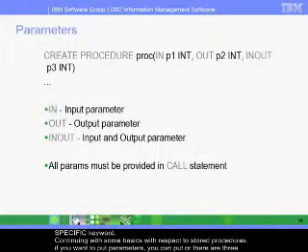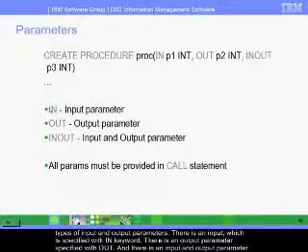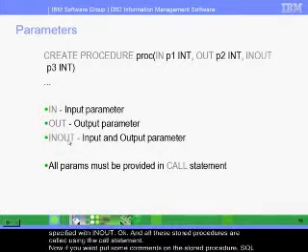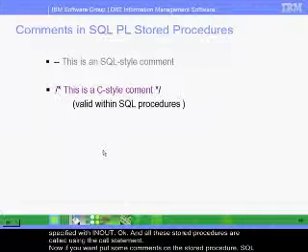Continuing with some basics with respect to stored procedures, if you want to put parameters, there are three types of input and output parameters. There is an input, which is specified with the IN keyword, there is an output parameter specified with OUT, and there is an input and output parameter specified with INOUT. Okay, and all of these stored procedures are called using the CALL statement.